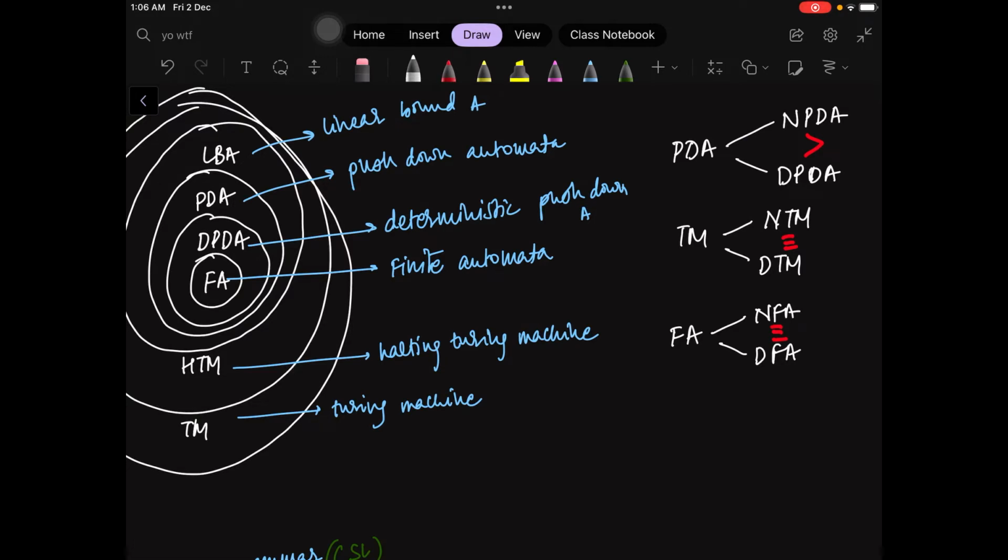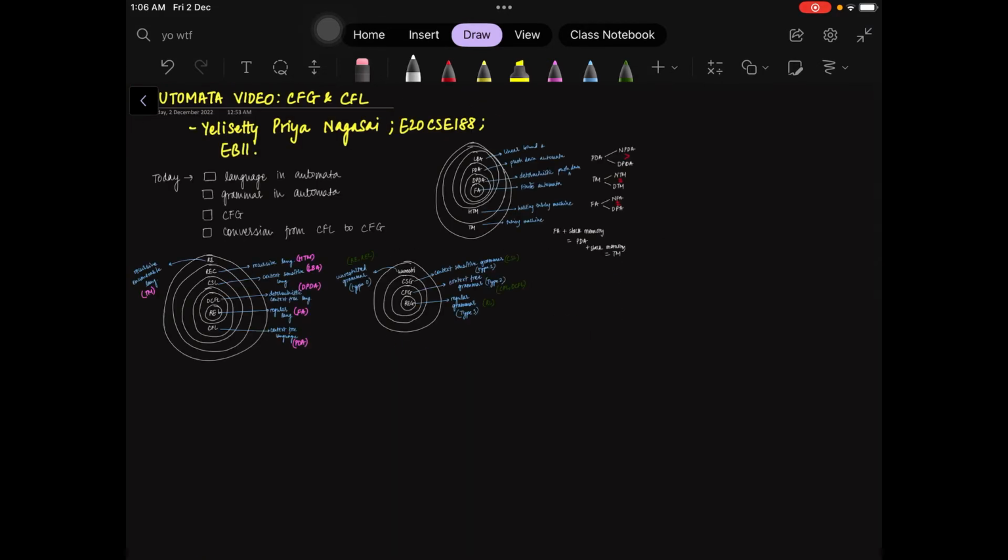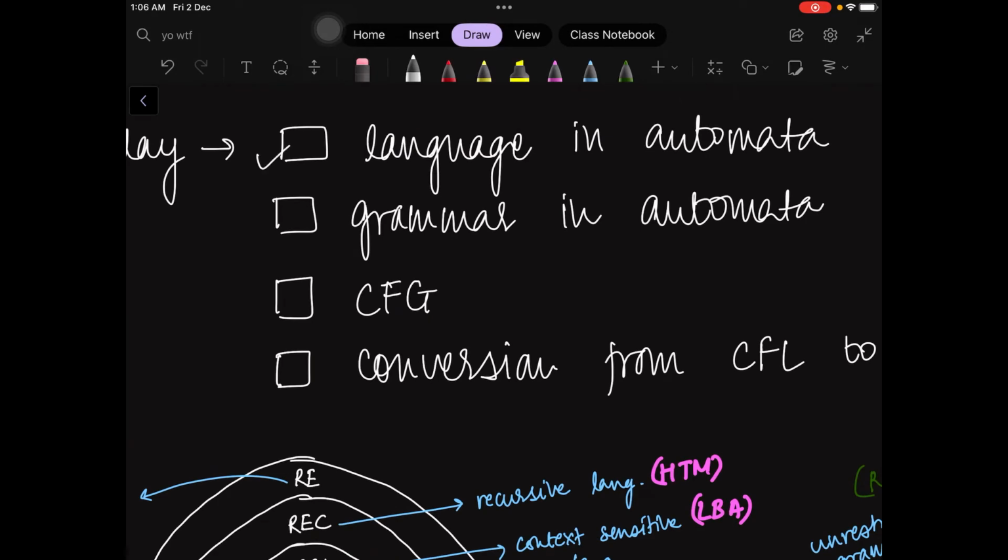And also I would like to clear something: if you take a finite automata and add stack memory, you create push-down automata. Now in push-down automata, if you again add stack memory, you get Turing machine. So as of now, we have seen what a language in automata is, and we have seen what a grammar in automata is.